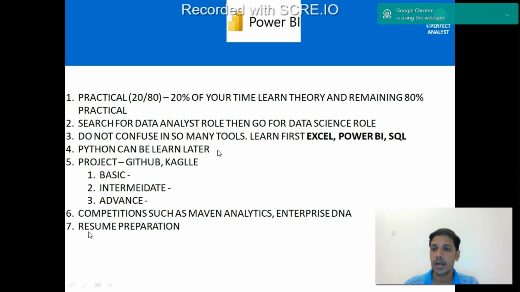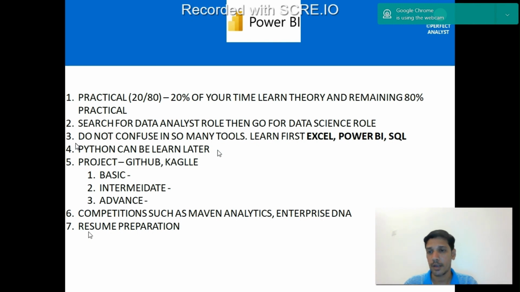I will also suggest, on the number 3 point, do not get confused with so many tools that are there apart from Excel, Power BI, SQL. So I would recommend to learn Excel, Power BI, and SQL. These three will be enough for you to enter into a data analyst role. You don't even require Python in the initial stage when you are going for data analyst. But meanwhile, try to learn Python also, because your focus in future should be on a data science role. So better to learn Python meanwhile.